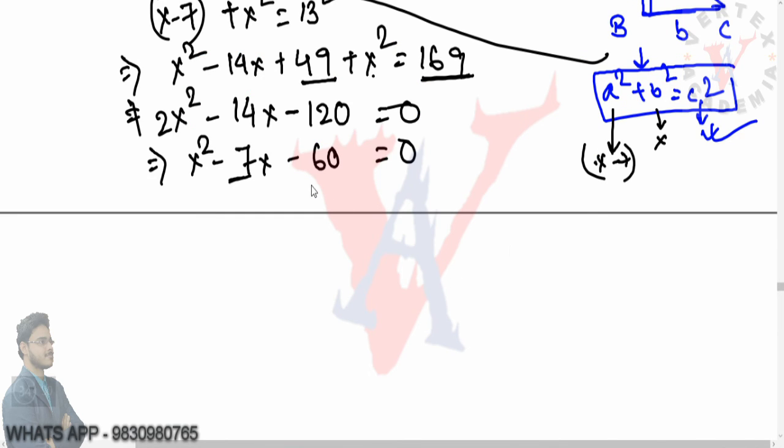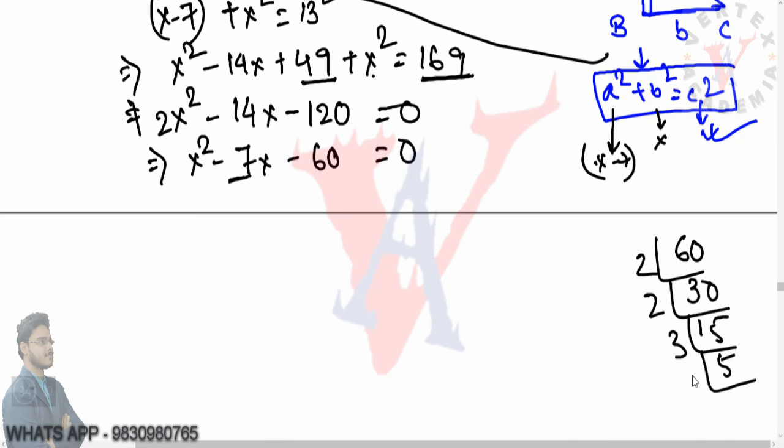Now we have to write minus 7x in terms of the factors of 60. So 60 is basically 2 times 30, 2 times 15, 3 times 5, so the factors are 5, 3, 2, 2. So 3 into 2 is 6, 6 into 2 is 12, and here it is 5. So 12 minus 5, we are getting 7.